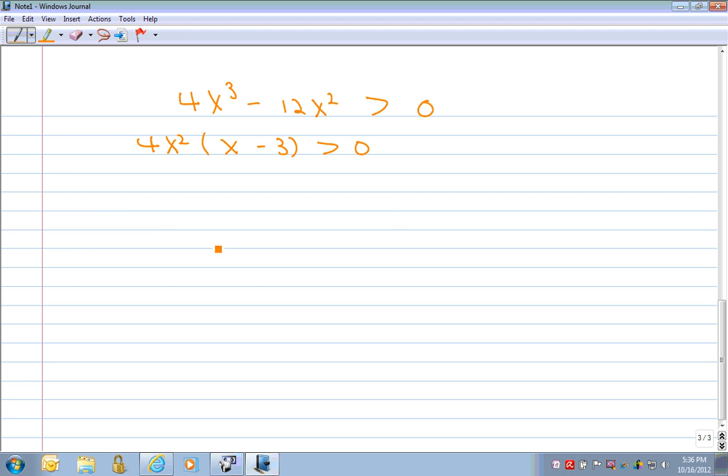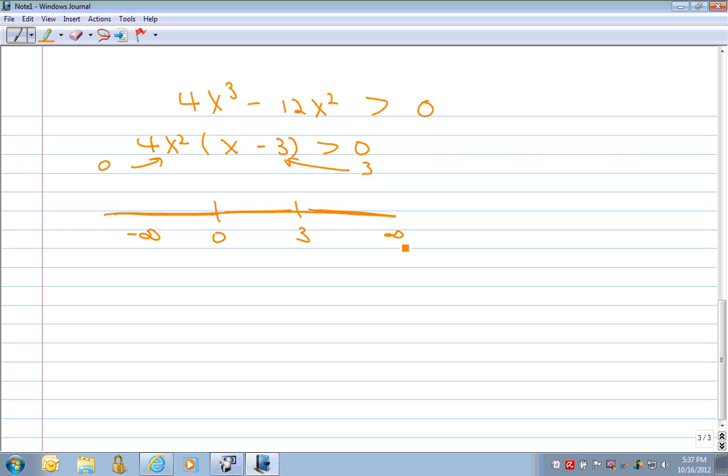and we would have an x minus 3 greater than 0. Now we're going to get our critical values. Our critical numbers for this one would be 0 and 3. Therefore, we have 3 intervals. We have negative infinity to 0, between 0 and 3, and 3 to positive infinity.